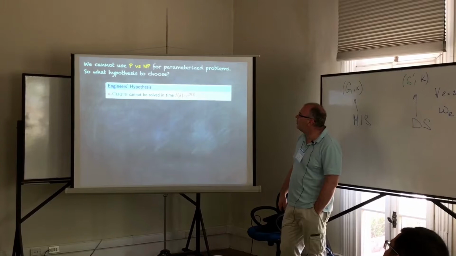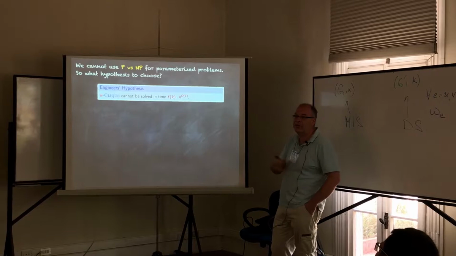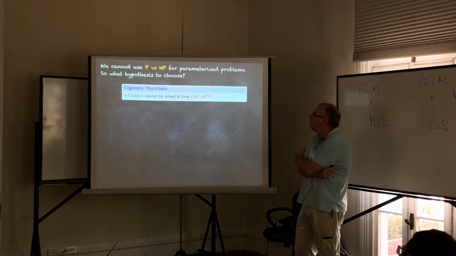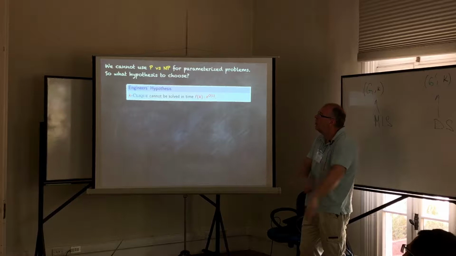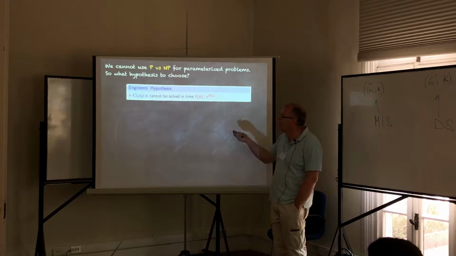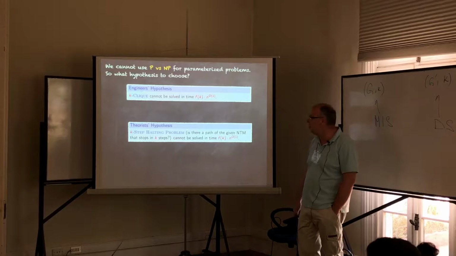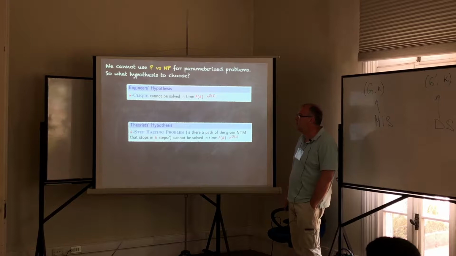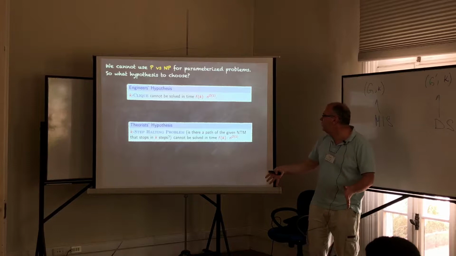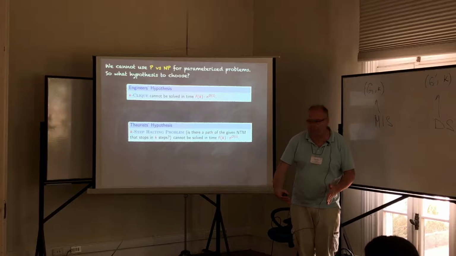So we cannot use, as I already discussed, P versus NP for parameterized problems, right? Because this is too weak an assumption. So which hypothesis to choose? If you're an algorithm engineer, then you can use the hypothesis that k-clique cannot be solved in FPT time, right? If you're doing complexity theory, then you should probably use the assumption about the k-step halting problem. So basically, you have a non-deterministic Turing machine, and you ask if the non-deterministic Turing machine decides the language in at most K steps, then this problem cannot be solved in this time, right?